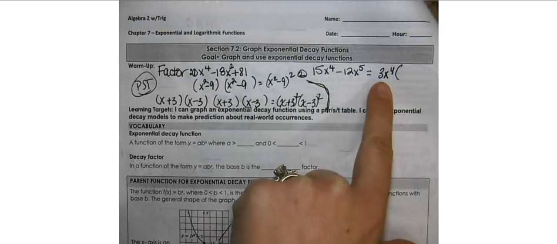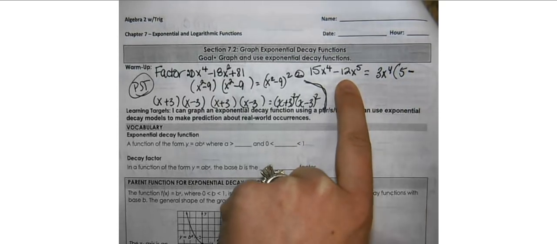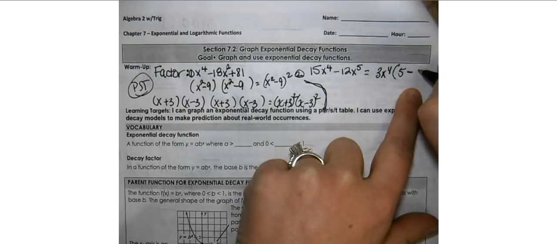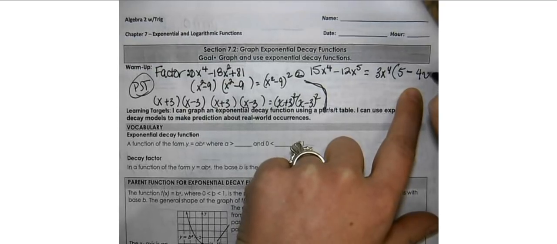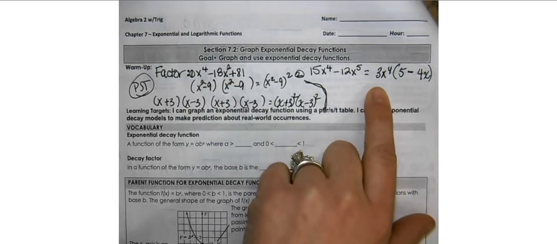15x to the fourth and 12x to the fifth, both of these two terms have in common a 3 and an x to the fourth. The smallest exponent is 4. So this is going to be equal to 3x to the fourth power times 3 times 5 is 15, and I took away the x to the fourth, so I have 3 times 5 minus 3 times 4x would equal 12x to the fifth. So our answer is 3x to the fourth times 5 minus 4x.